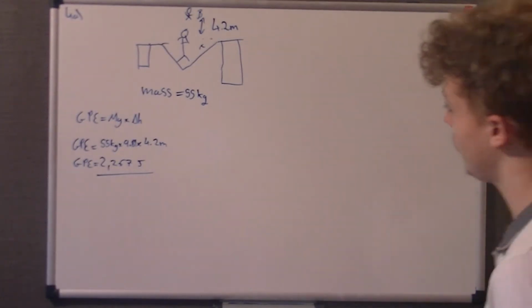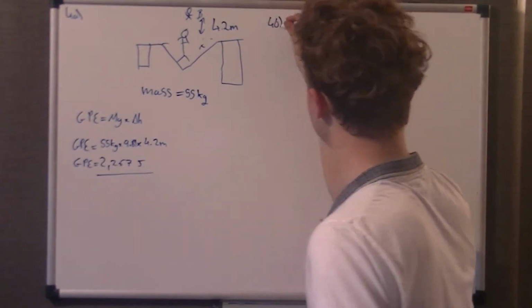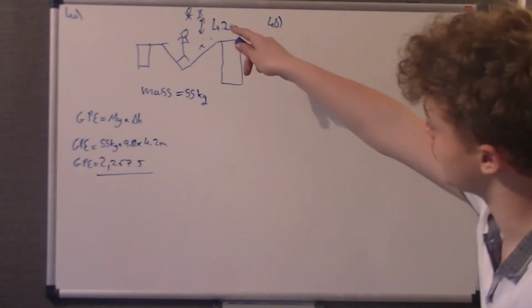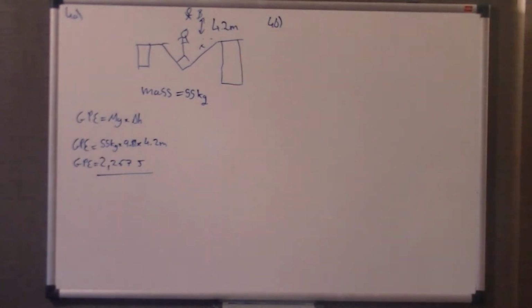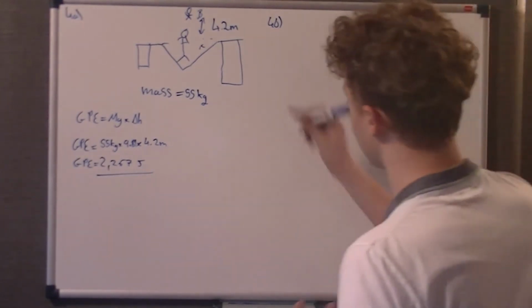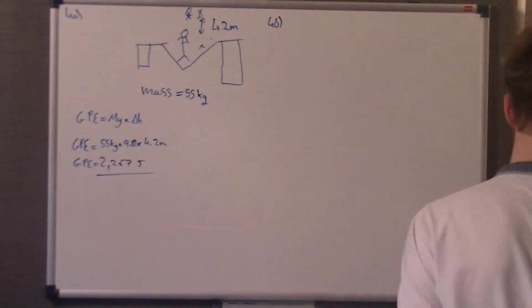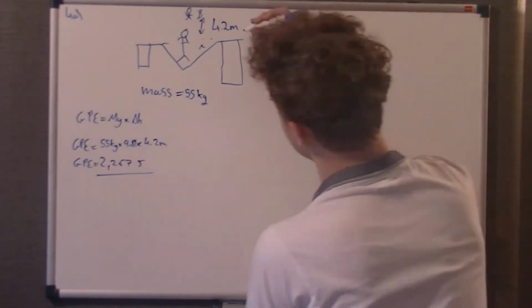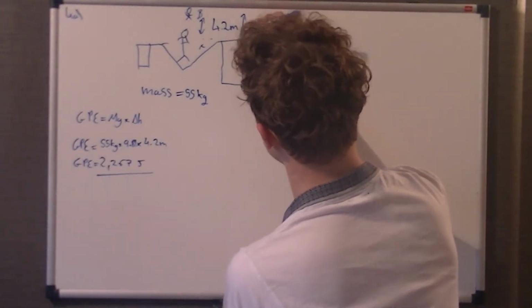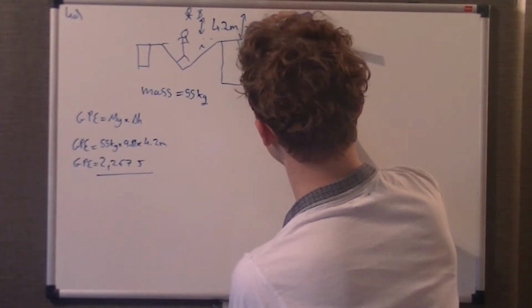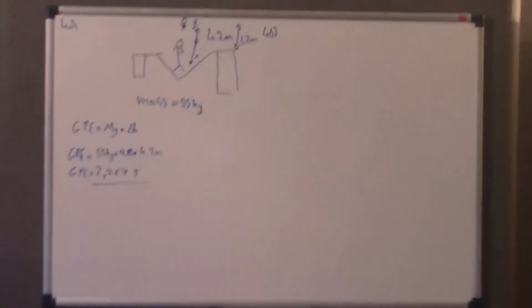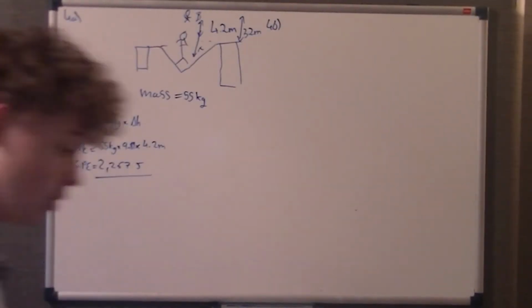The next question, 4B, is slightly different. It says the gymnast descends from position B, which is the height we calculated, and regains contact with the trampoline when it is in an unstretched position, which is that bit there. The centre of mass is 3.2 metres below its position at B. So between B and the trampoline it's 3.2 metres. Between B and A is 4.2. And right, so this is the correct way of doing 4B.